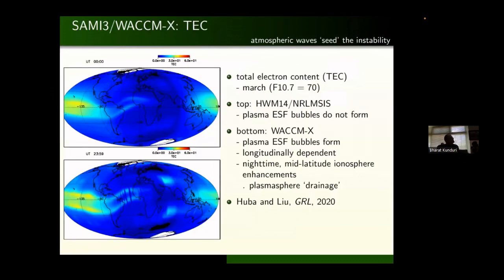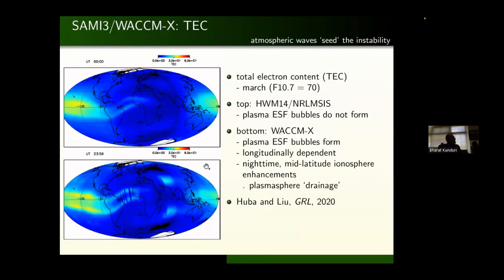So this was the first simulation we had done with WACCM-X, and this is an equinox case in March at low F10.7. Top panel is SAMI3, but it's driven by empirical models. MSIS is an empirical model of the neutral composition and temperature, and HWM14 is an empirical model of the neutral winds. And they don't have any atmospheric waves or anything. They're relatively smooth. So in this top left panel is the total electron content, and it's just relatively smooth and what one would expect.